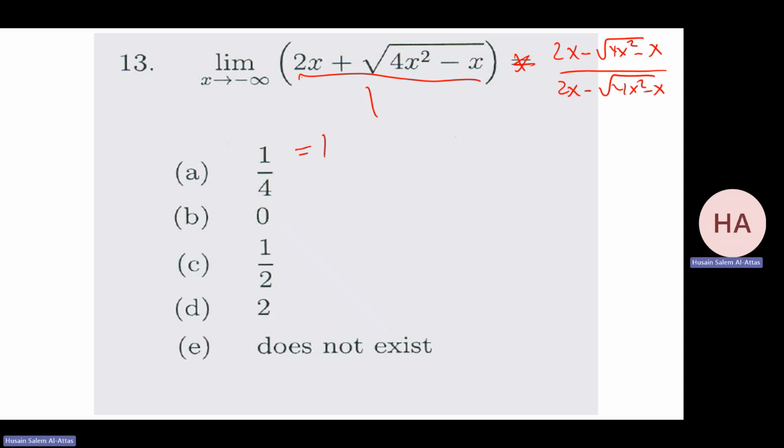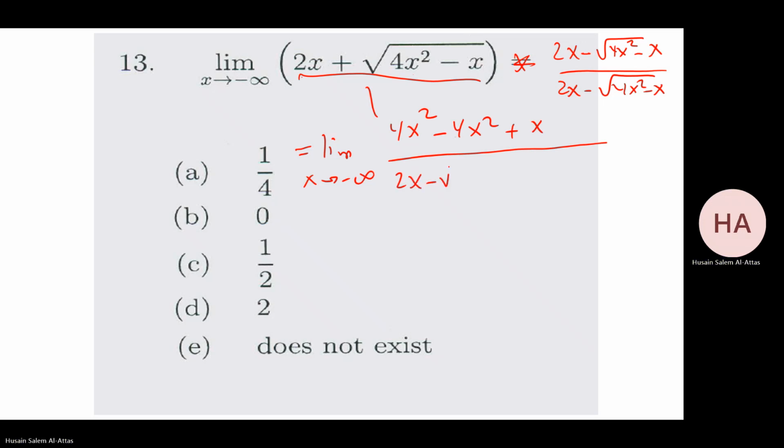So that will be what? Limit as x goes to minus infinity of 4x squared minus 4x squared minus minus, that will be plus x, over 2x minus this. Yeah, this is cancelled. I'll do this usual trick.